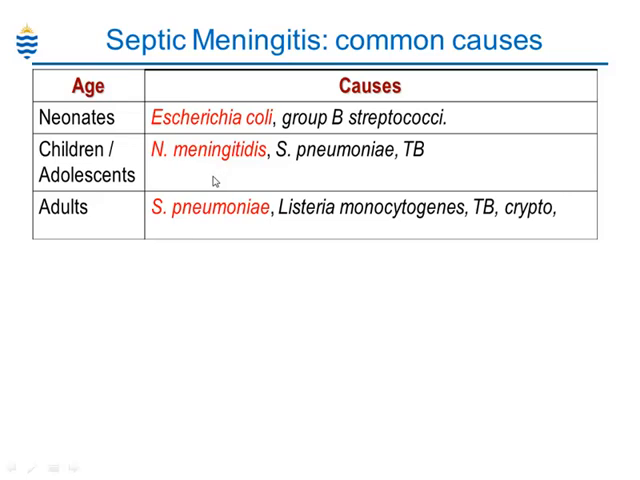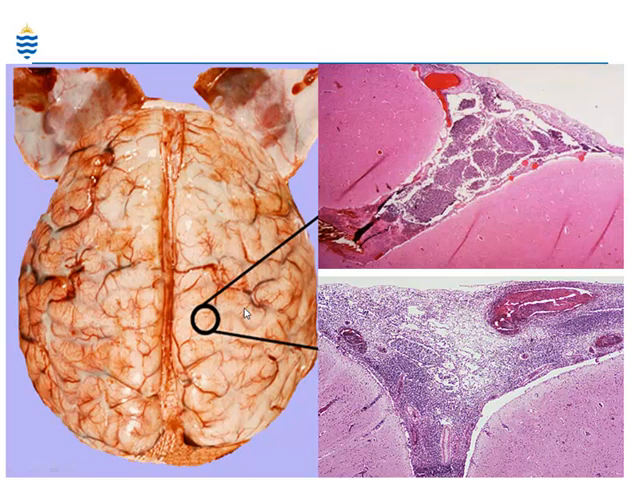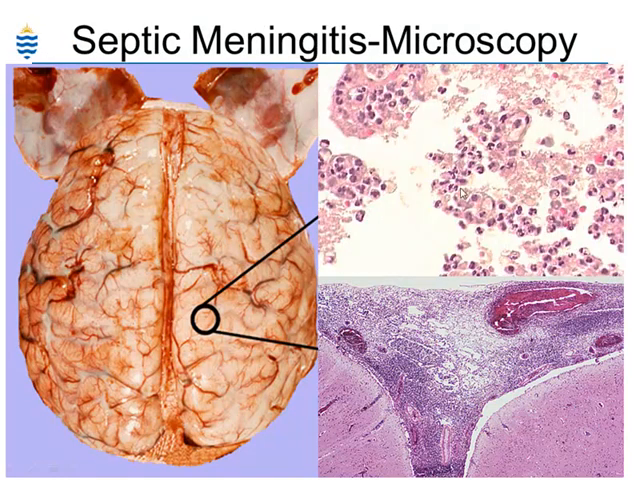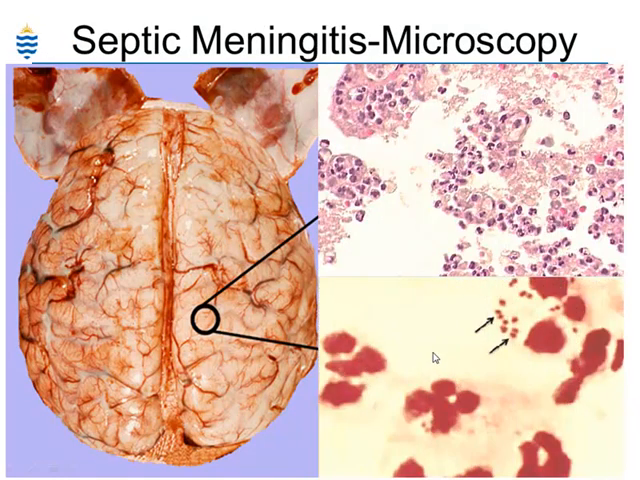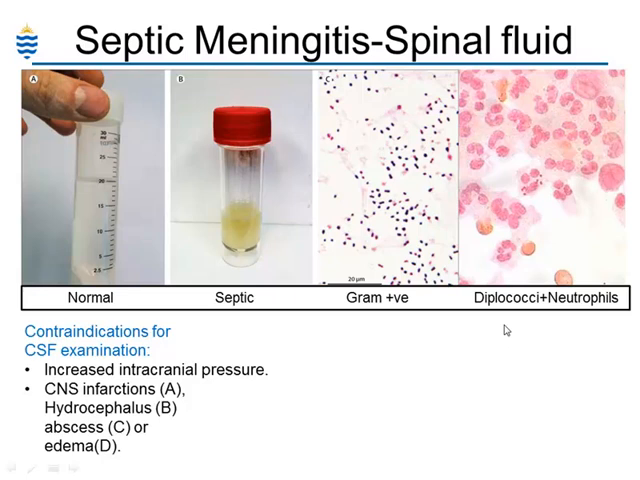Okay. So, septic meningitis: in neonates E. coli, Neisseria meningitidis; in adolescents and adults Streptococcus. All the features you all know. Gross appearance is pus on the surface, microscopically acute inflammatory cells, neutrophils in the leptomeninges. In a high power view and a Gram stain, you can see Gram positive diplococci, streptococci, or Gram negative diplococci if it is meningococcal meningitis. Okay. So, appearance normal, septic, Gram positive diplococci.